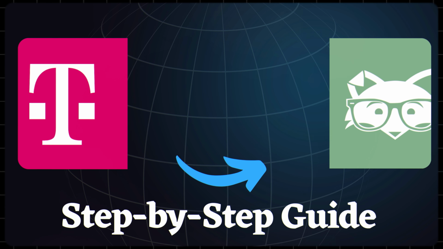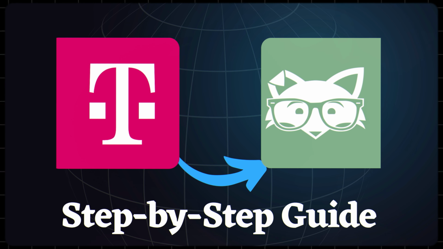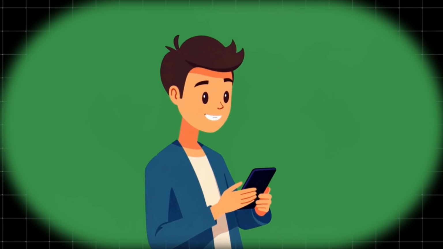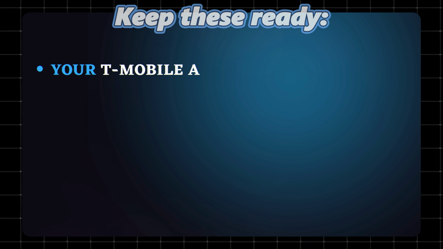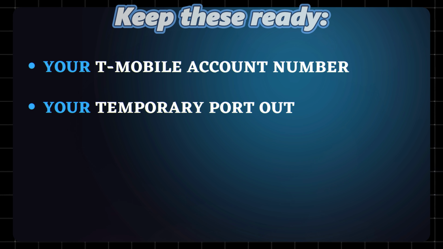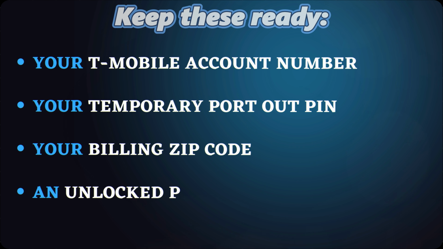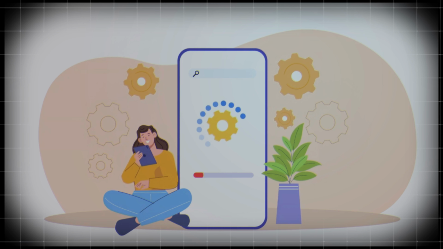Switching from T-Mobile to Mint Mobile is simple if you follow the right steps. In this quick guide, I'll show you exactly how to move your number, choose the right Mint plan, and activate without issues. What you need before switching. Keep these ready: your T-Mobile account number, your temporary port-out PIN, your billing zip code, and unlocked phone. These prevent almost all transfer problems.